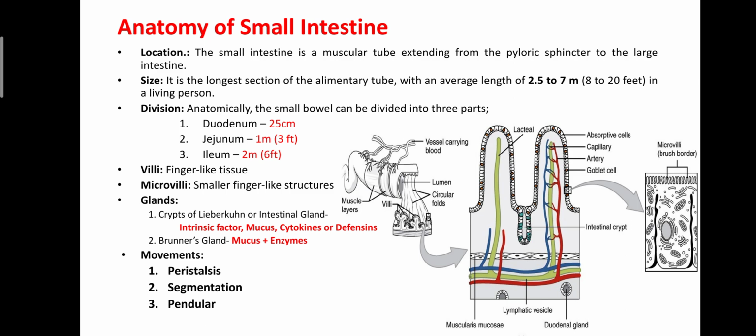Then mucus, which is required to form a protective layer around the intestinal walls, so that it can protect against corrosion from the acidic food or any other things. Then they also secrete cytokines and defensins. Due to the secretion of cytokines and defensins, they show antibacterial activity or kill the microorganisms present in the food entering the small intestine. And the second glands are known as the Brunner glands. These glands mainly secrete mucus and digestive enzymes.